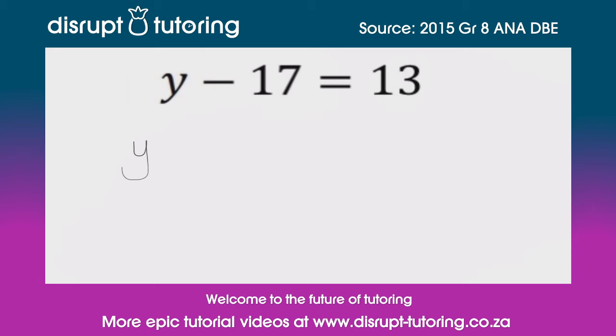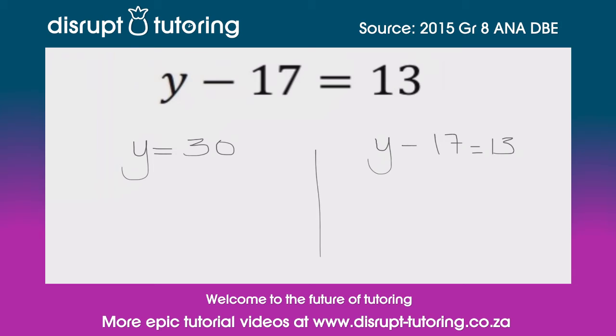We know that y has to equal 30, because if y is equal to 30, we know that 30 minus 17 gives you 13. But now what does this look like if we apply the rules of equations? What we do typically is we try to isolate, we try and keep the letters on one side and we move all the numbers over to the other side.